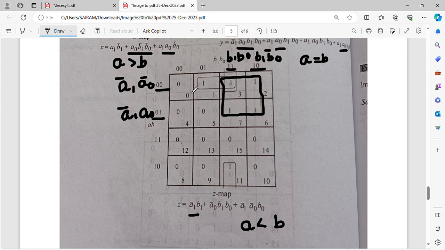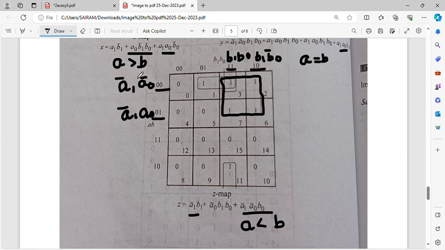And for this group of 2, 1 and 3, what result do we get for this group of 2? So here it is nothing but you are going to get it as that. Please, I'll just erase this, it might confuse you. Okay, now it's proper. And what result do we get from this group of 2? You get A1 bar A0 bar B0, this one, right?